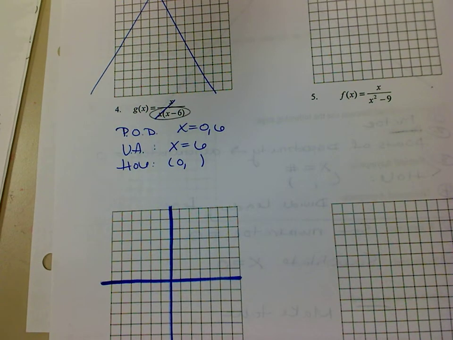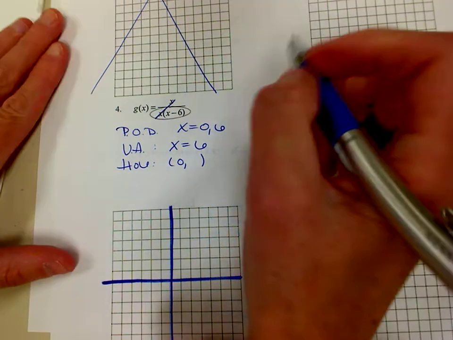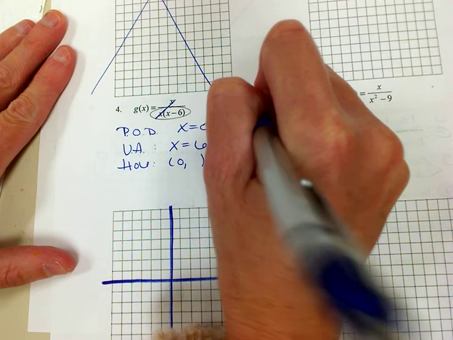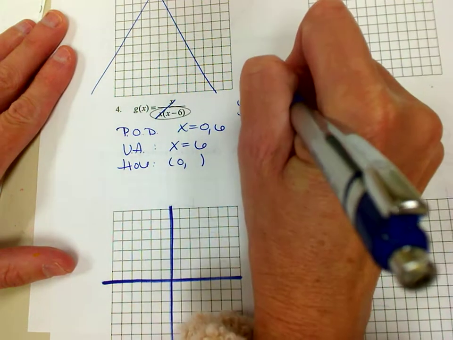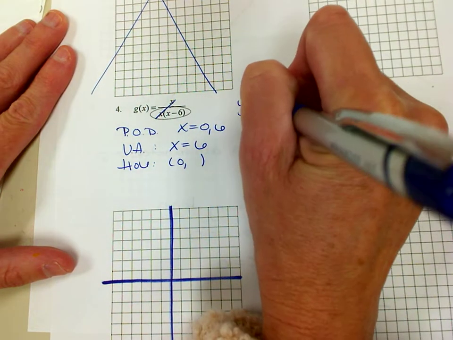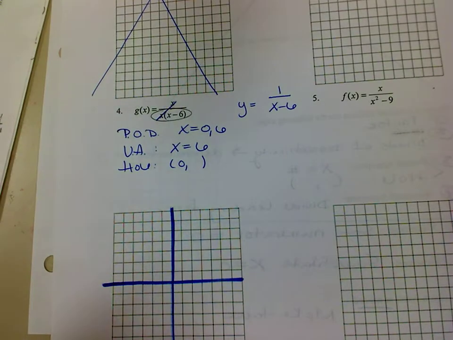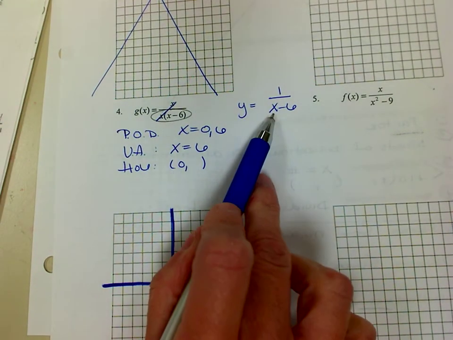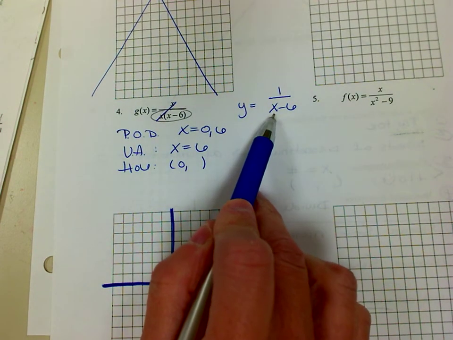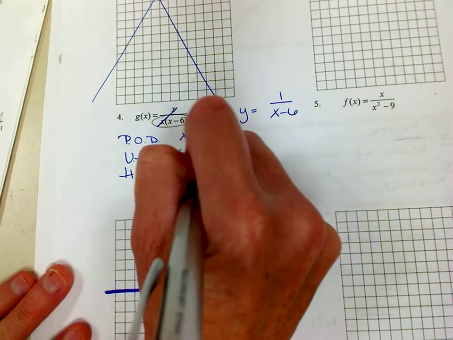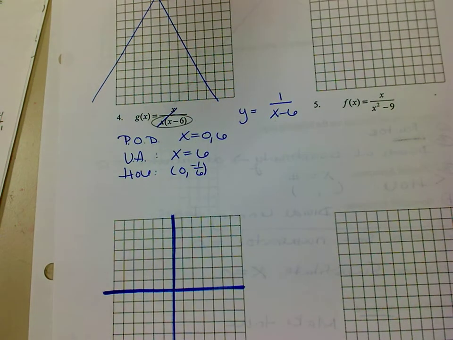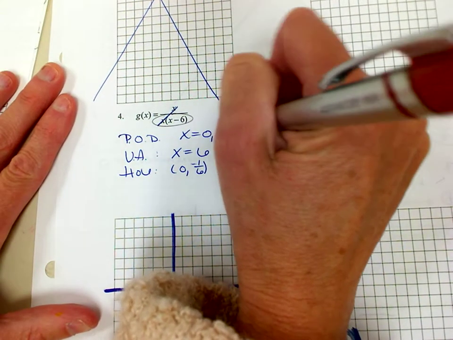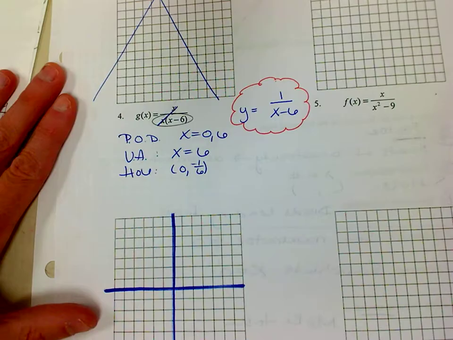Okay, now I got to figure out what the y value is. So I'm going to write down what's left after I cancel. Nothing's on top, so I'm going to put a 1 there. And then x minus 6 is in the denominator. So I'm going to put 0 into my simplified equation. And that's going to give me negative 1/6. Okay, I'm going to be using this now to answer the rest of the questions.